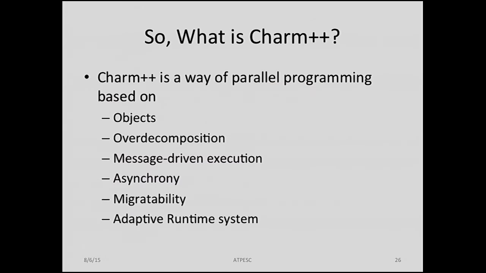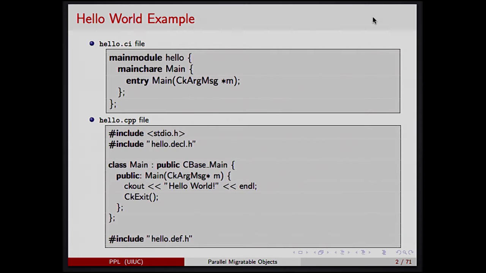Next point, so basically Charm++ is a C++ based system based on objects, over-decomposition, message driven execution, asynchrony, migratability, and it has an adaptive runtime system. So next I'm going to jump into the details of the language directly. So how do you define these objects?